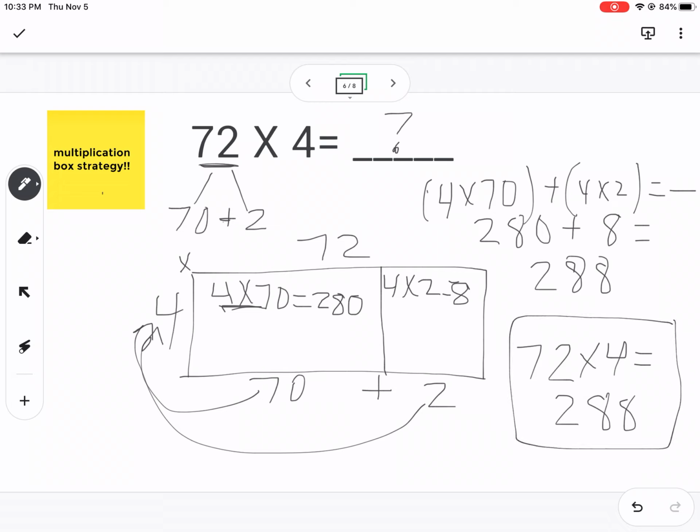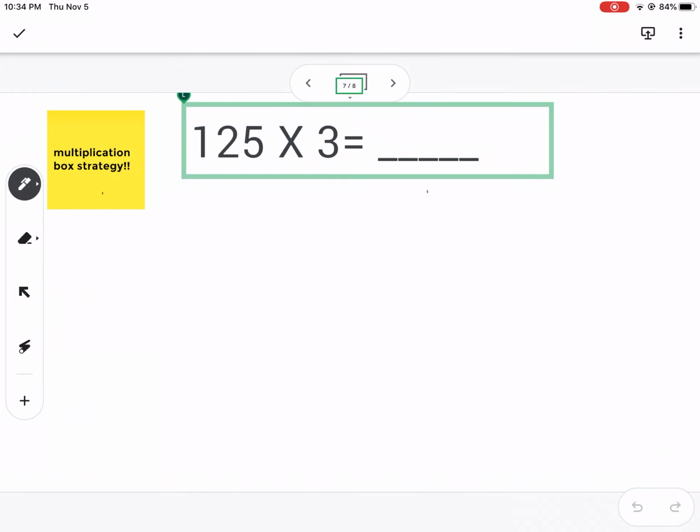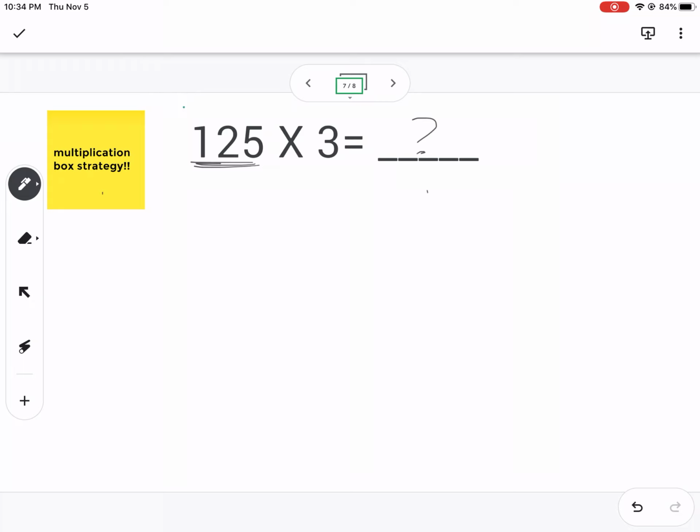So again, the big key thing here was taking 72 and breaking it up into something that I can deal with. I can deal with 70 times 4, or 4 times 70, and I can deal with 4 times 2. Now I just want to give you a little bit of a challenge, because here we have 125 times 3 equals blank. So I hope you notice that this 125 is now a 3-digit number, but we can still use the same box strategy to figure out the answer.